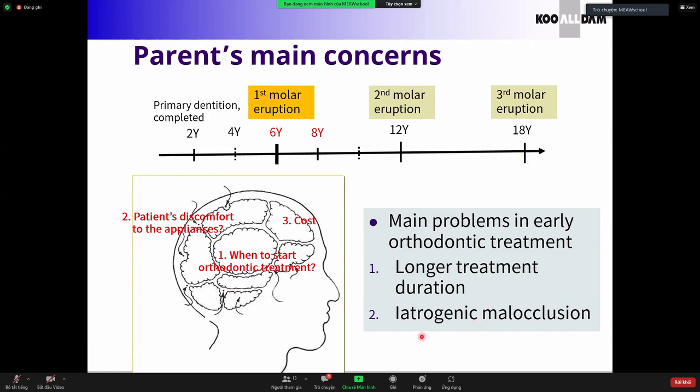The second is iatrogenic malocclusion can happen. If we have some kind of wrong diagnosis, and then we can make different malocclusion.